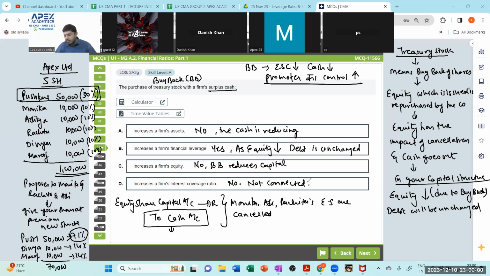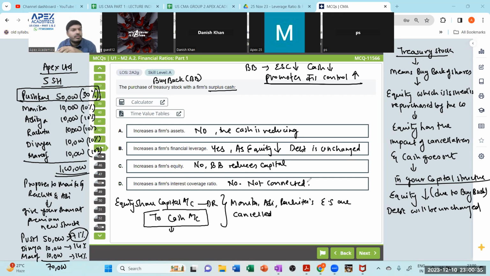Yes, Danish, your doubt, please. The question says that Pushkar purchases the treasury stock with the help of surplus cash, right? Correct. How can he use the firm's surplus cash to buy? He can pass a board resolution of all the directors for doing a buyback. Buyback is allowed legally under all companies acts everywhere, such that you are not buying back more than 25% of the firm's equity. You have to transfer a certain amount of free reserves to a redemption reserve. After that, you have to do the basic accounting and you can do it.